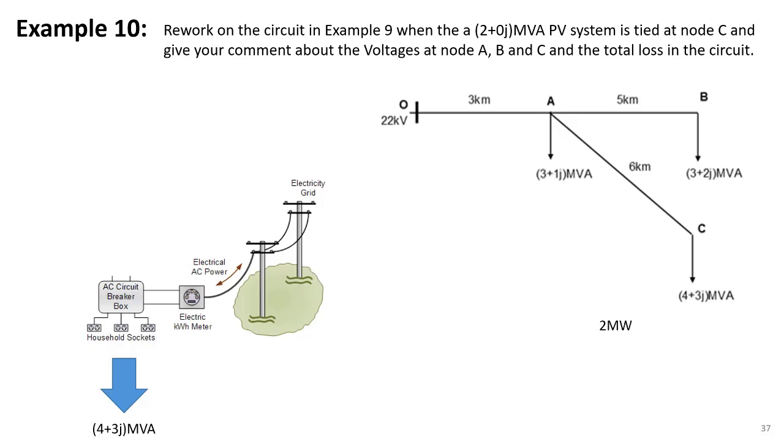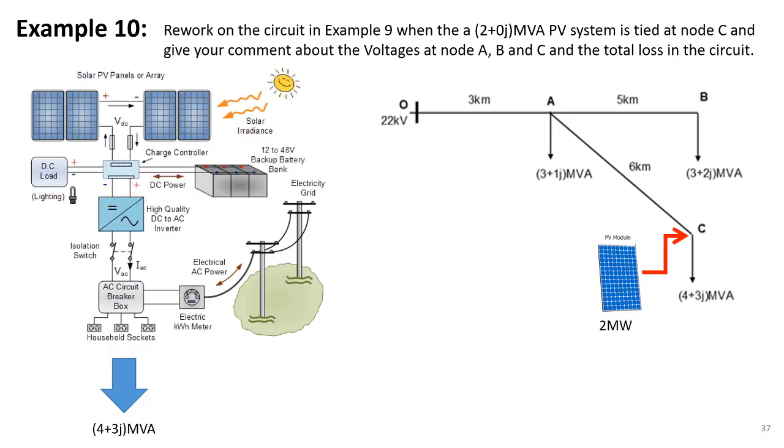The circuit in example 9 will become a bit more complicated when a 2 megawatt PV system is added to node C. What will happen in this circuit? Now the power flow at node B is still in the same direction as in the previous circuit, but the power flow in AC and OA branches may change their direction according to the performance of the PV system. Therefore, the power distribution must be reconsidered by recalculating Kirchhoff's law 1 at the nodes.